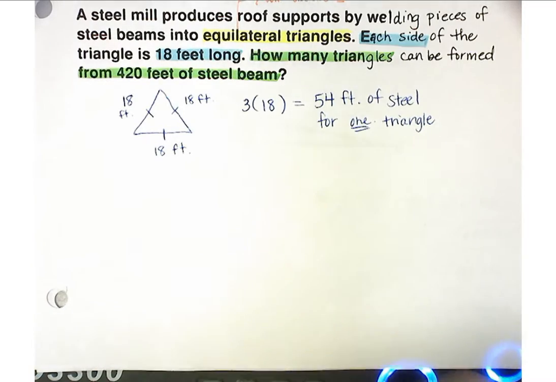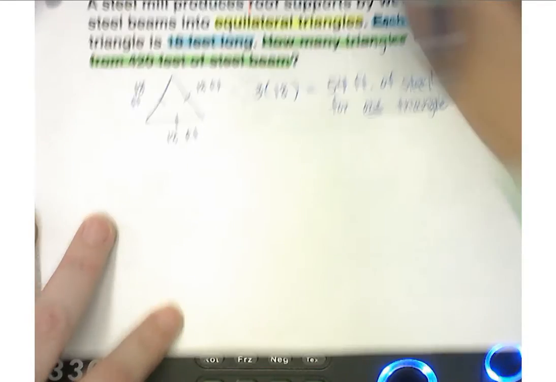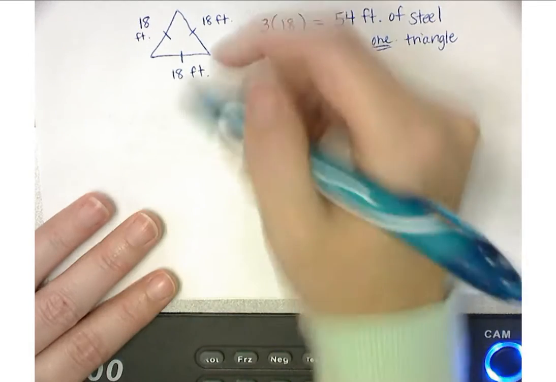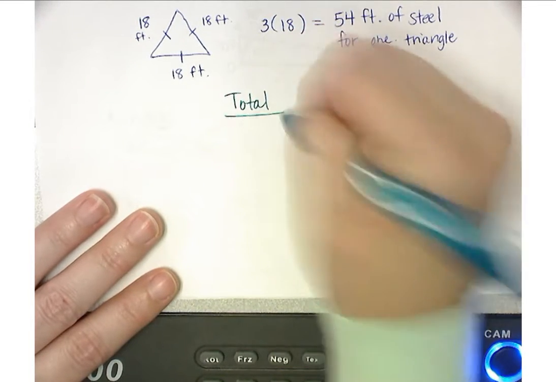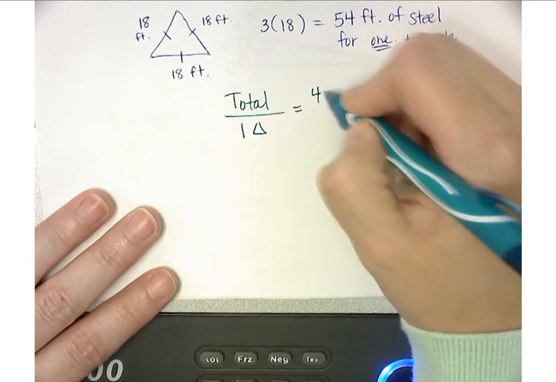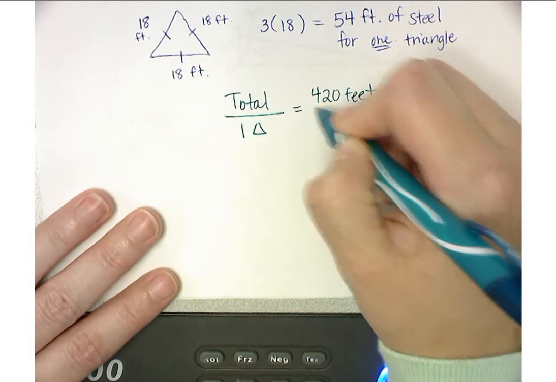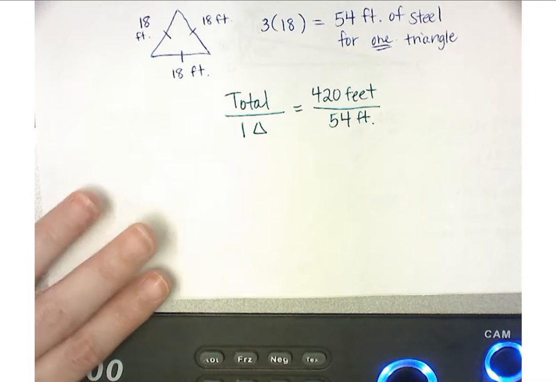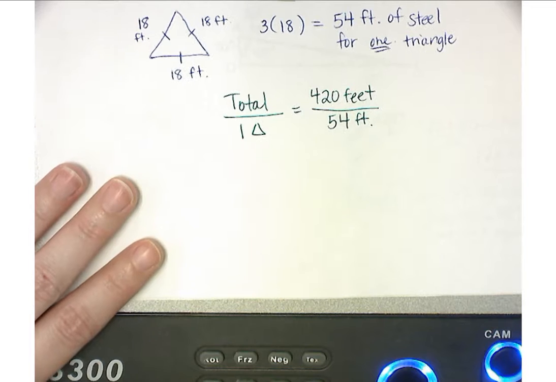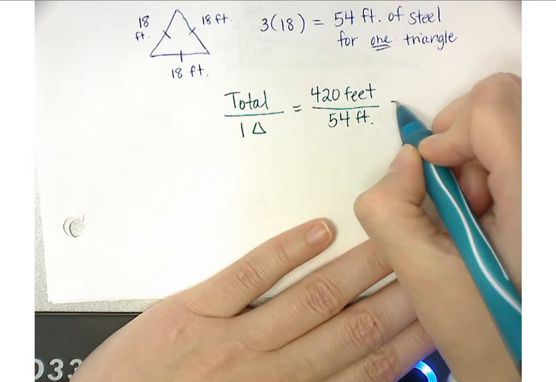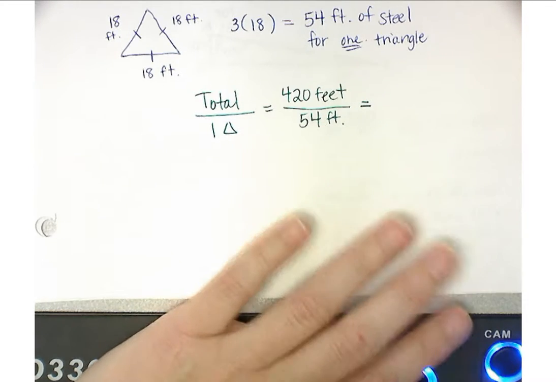Okay, now remember, we're going to have to figure out how many we can make total, which I think is what Danielle was leading to. Yeah, Rhea, you want to tell me how you do it? Divide 420 by 54. Okay, so you're going to take the total amount of steel that you have, divide it by the steel you need for one triangle. So your total amount is 420 feet. Okay, that's your supply. To make one triangle, it would be 54 feet. Okay, so we're going to divide that. Okay, and you can use your calculator to do that.